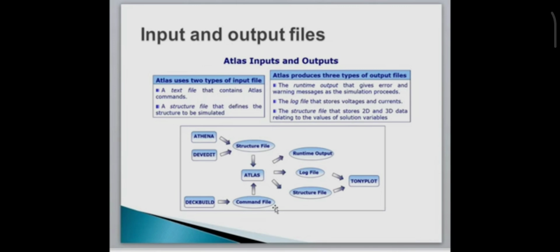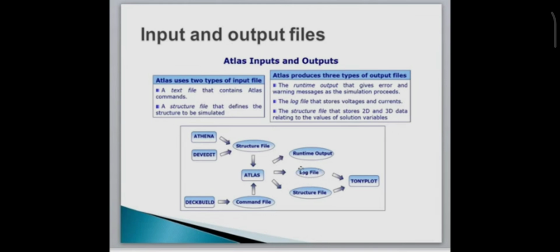Atlas provides three types of output files: runtime output, log file and the structure file. The first type of output file is the runtime output, which gives you the progress and the error and warning messages as the simulation proceeds.